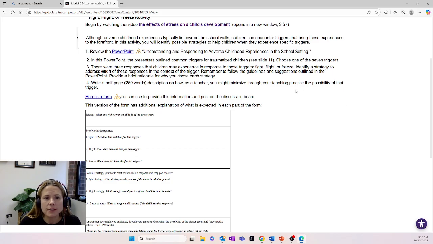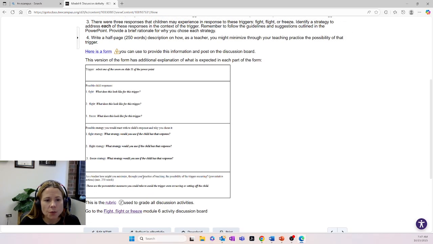What you have to do is identify a strategy for each of these responses, right? So you're going to pick one of the 7 triggers and then consider how the child will respond. So what would be a strategy you can use? And then when you're done, you will obviously write your reflection. Okay, so there is a link to the form. This is just an example that explains it.